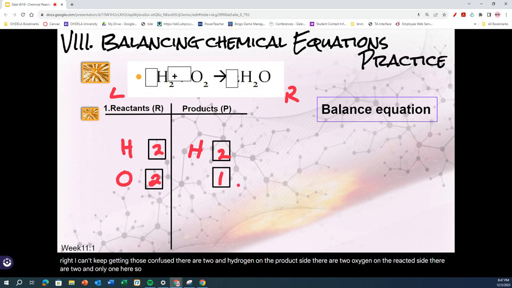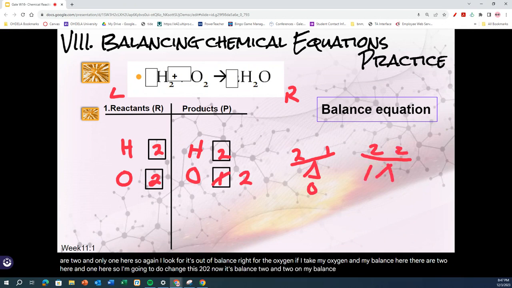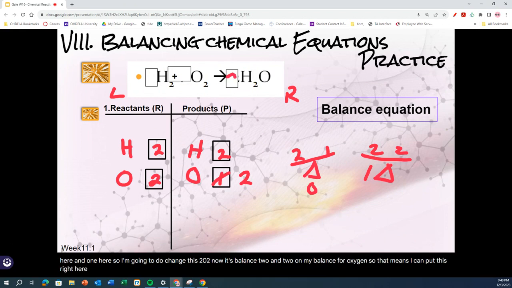So again, I look for what's out of balance, right? For the oxygen, there are 2 here and 1 here. So I'm going to change this to a 2. Now it's balanced, 2 and 2 for oxygen. So that means I can put this right here, which gives me 2 and changes this to 4.